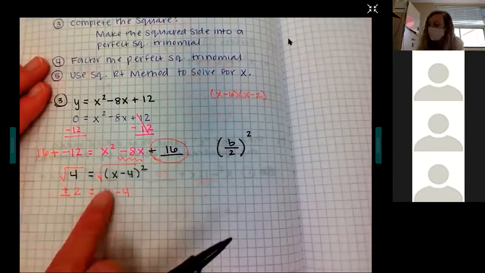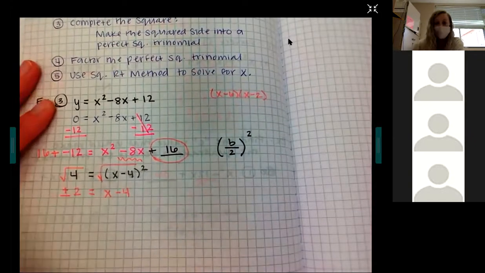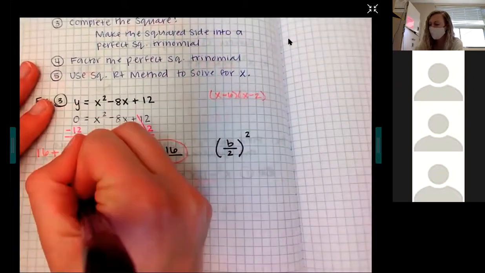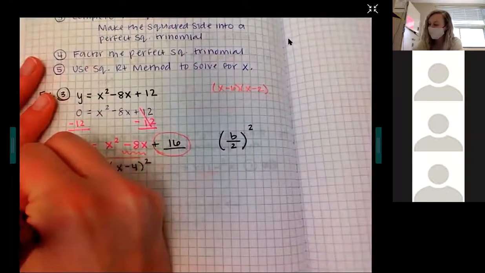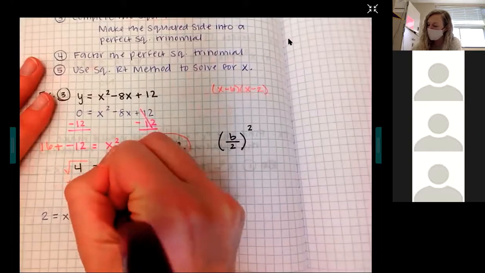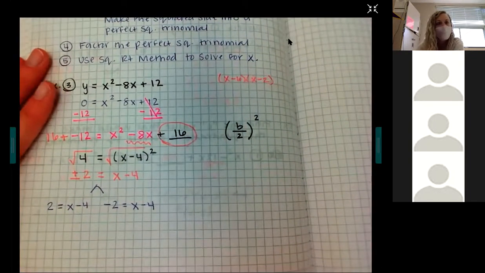All right, y'all, how do we solve this once we get here? Subtract 4 on both sides. Not subtract 4. Add 4. Add 4, but I also don't want you doing that. What was my recommendation? Oh, split up into 2. There we go. 2 equals x minus 4, and then negative 2 equals x minus 4, right? Okay. Everybody's good.